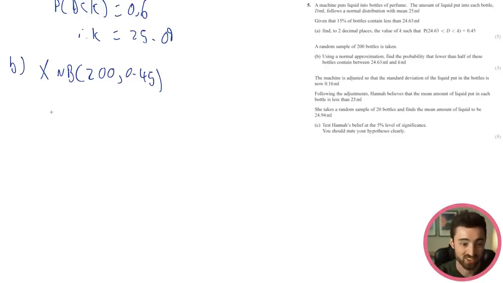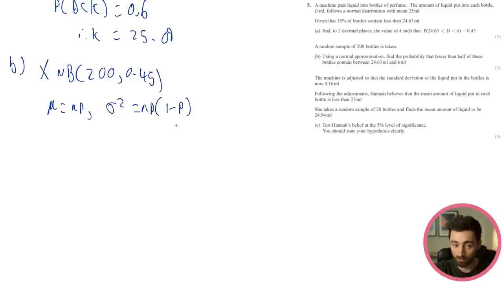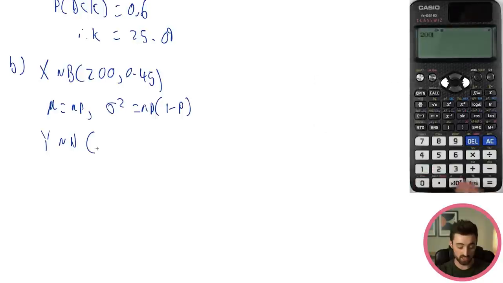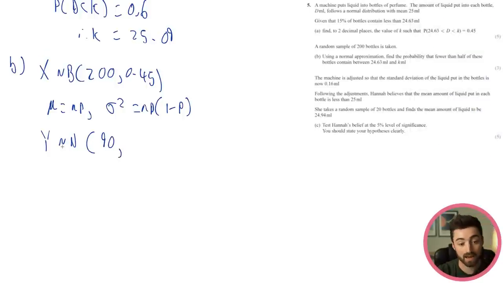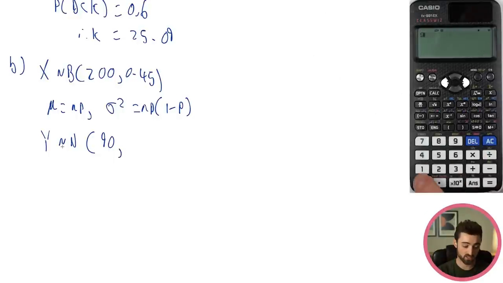What is the normal approximation? It means that the mu is going to be np and the variance is going to be np(1 minus p). So I'm going to work out these values and I'm then going to get a normal distribution. So the normal distribution is going to be, call it Y, whatever you want, N. Now my mu value is np, so I'm going to do 200 times 0.45 to get me 90. And my variance is going to be np times 1 minus p, so it's going to be the 90, which I just worked out, times 1 minus 0.45.